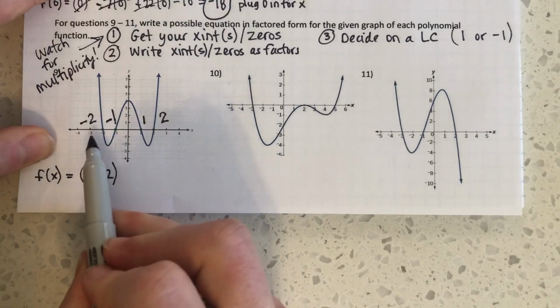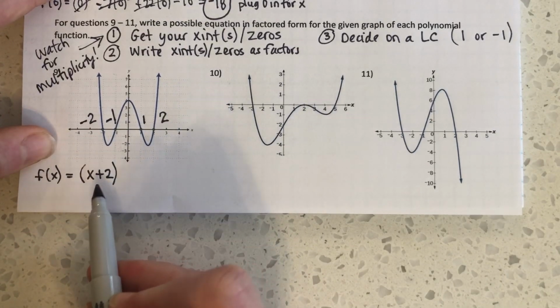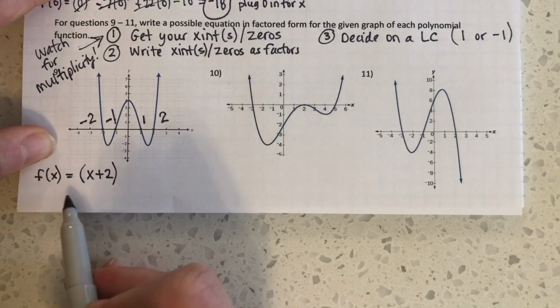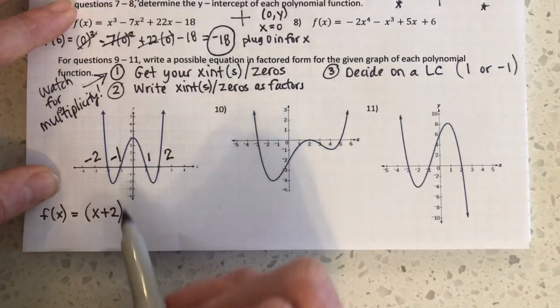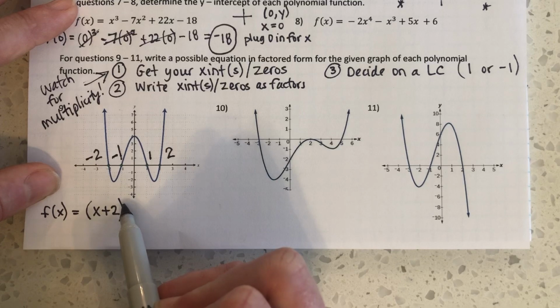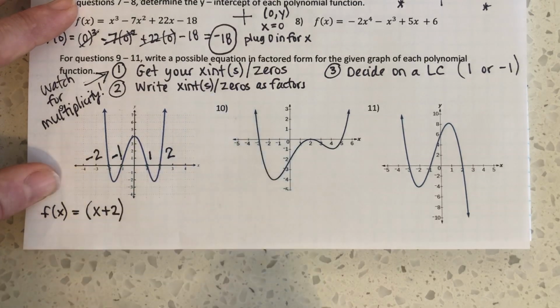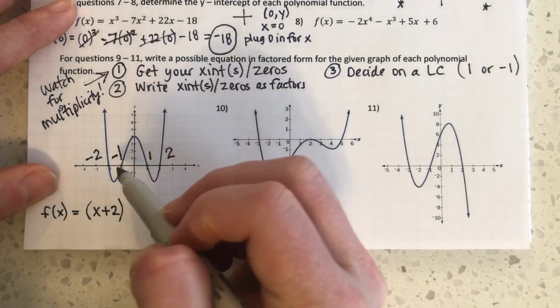If you have an x-intercept at -2, that's because you had a factor of x plus 2 that you set equal to 0 and solved to get x equals -2. All right, and again, it doesn't have to be squared or raised to the third power because it's a single root. It passes through like normal. It doesn't bounce.